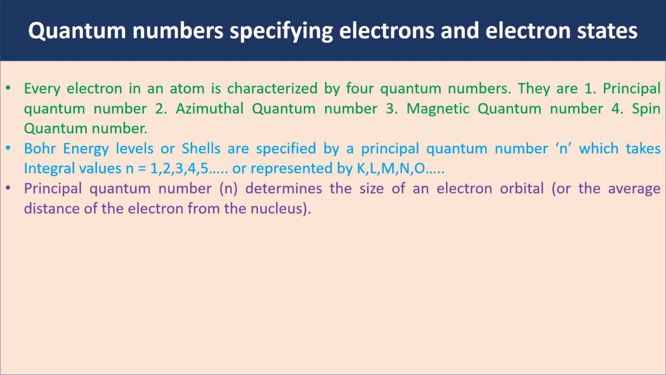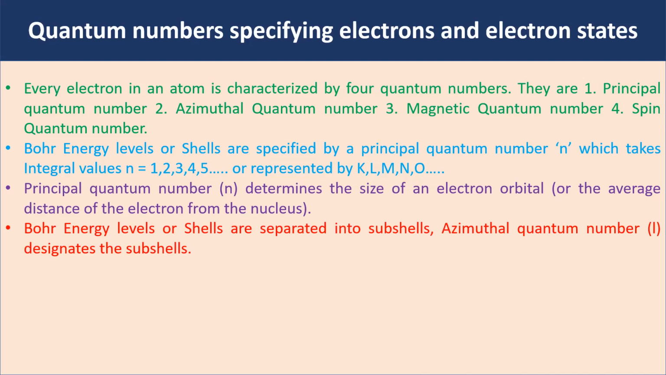Now, the principal quantum number n determines the size of an electron orbital. Based on the principal quantum number, we can understand the distance between the nucleus and the electron. So the principal quantum number mainly characterizes this. It need not be exact.